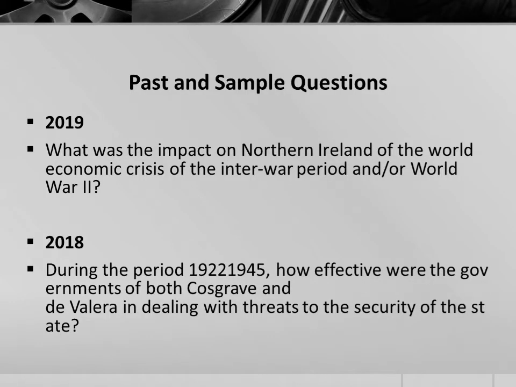Looking to past exam questions first of all, as you can see in 2019, there was a question: what was the impact on Northern Ireland of the world economic crisis, or the interwar period, I should say, and or World War II? Now, the economic crisis during the interwar period would be a little reference to things like the Wall Street crash and the impact of that on the northern economy. It might be a paragraph you might want to put in, or you could just focus on the impact on Northern Ireland and the whole impact of World War II specifically. And that's pretty much what we'll be looking at in today's discussion.